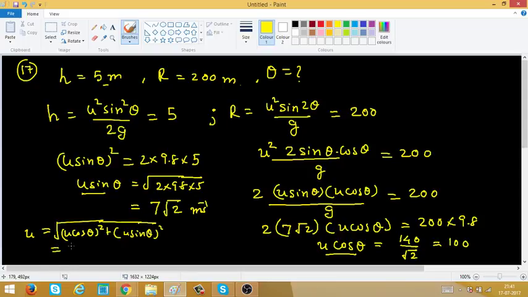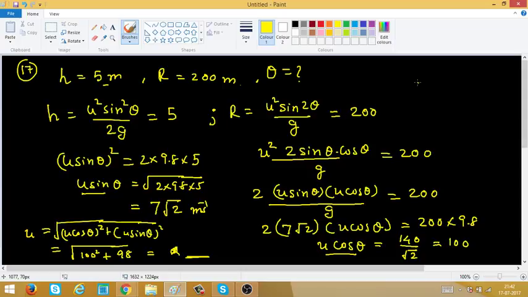So u cos theta is 100, so this will be 100 square plus the square of this, which will be 49 into 2, 98, and if you solve this you will get some value of u over here. Have I done that calculation? No, I have not done that calculation because it is not asked. But you can find out u from here, and the question asked is theta.